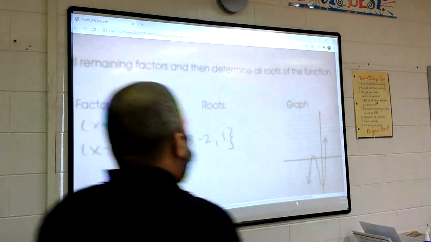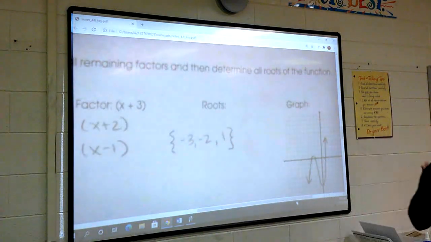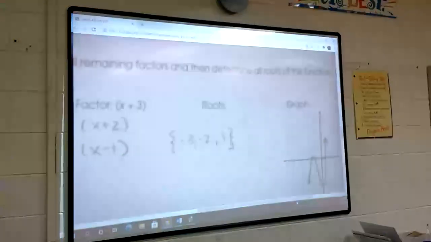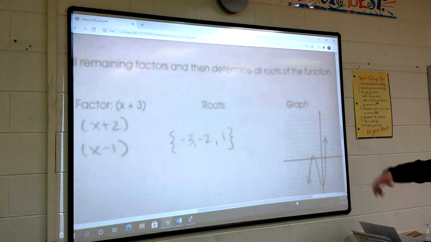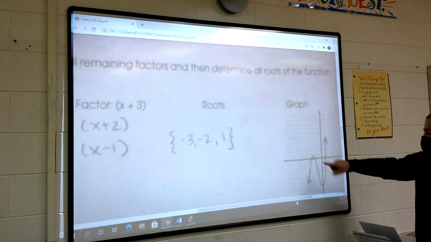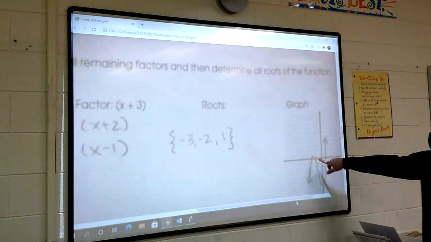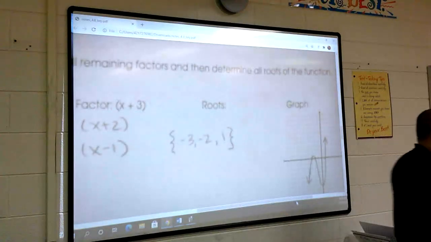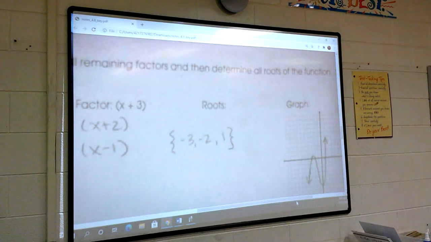So I took the problem in example 3. I went to Desmos, okay? I graphed it. When I graphed it on Desmos, it crossed at -3, it crossed at -2, and it crossed at +1. So those were my roots: -3, -2, and +1, because that's where it crossed the x-axis.